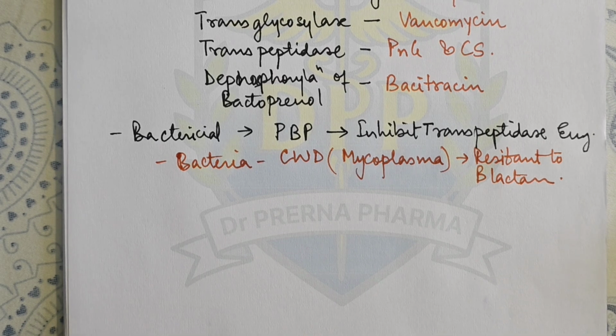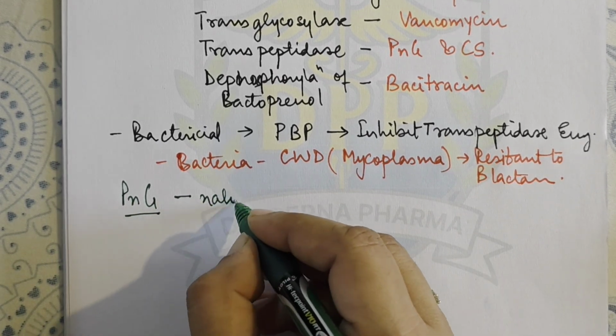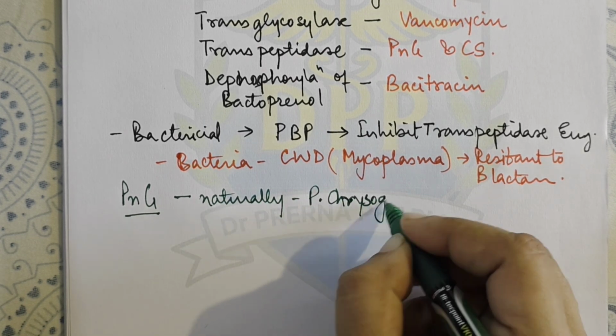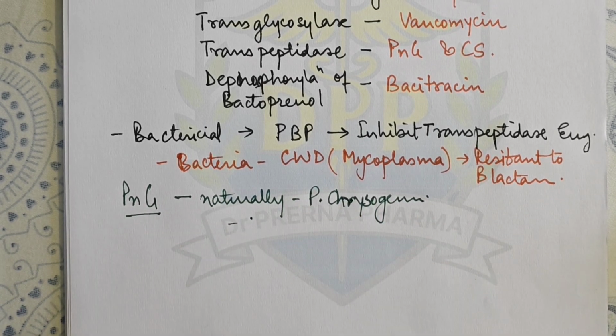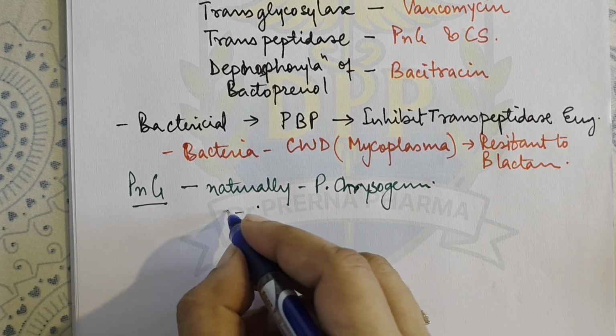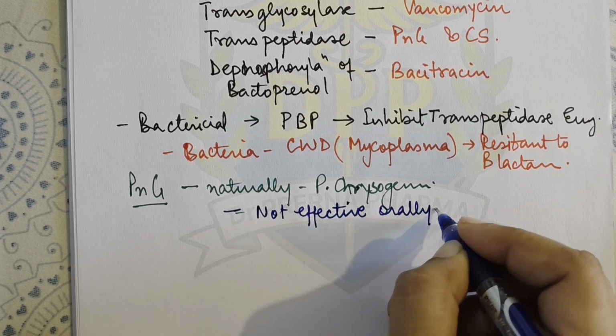Now coming to penicillin G. So what are the important points that we have to discuss about penicillin G? Naturally, what is the compound that it is obtained from? It is obtained from Penicillium chrysogenum, right? It is the only naturally occurring penicillin, while the others are semi-synthetic penicillins. Now the naturally occurring penicillin was not effective orally. That is why there was a need to prepare synthetic penicillins.